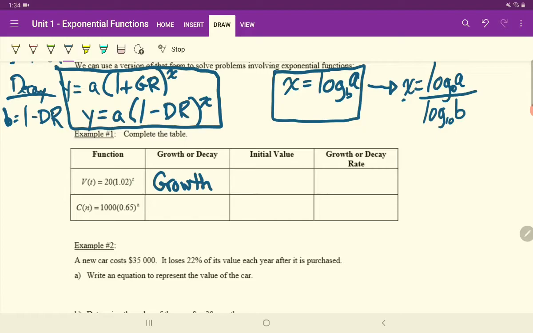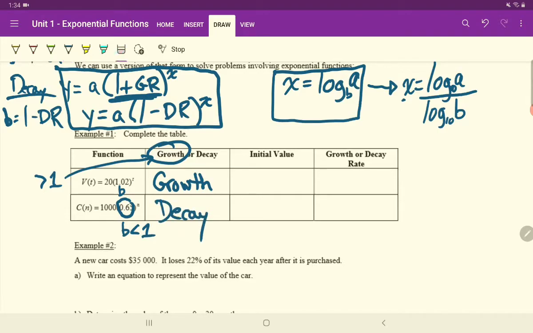Anything greater than 1 will be growth, okay? Whereas if your b value is greater than 1, then that means you did 1 plus something, 1 plus a growth rate. In this case, we'll get to what that growth rate was. But if you have decay, your b value should be less than 1. Okay, and in that case, it's 0.65. So this is, in fact, decay.